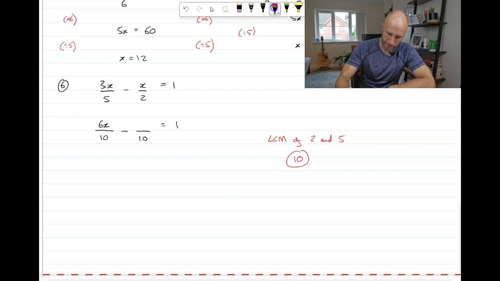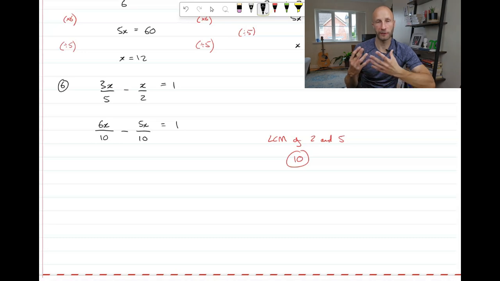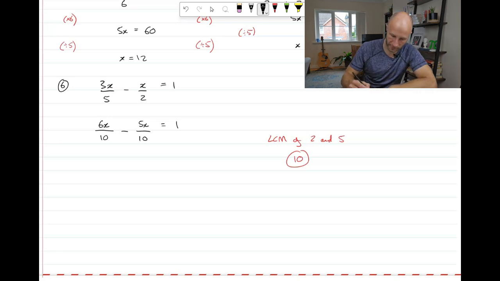The other fraction, this one, I've times the bottom by 5. So I've got to times the top by 5. 5 times x is just 5x. So we're creating an equivalent fraction. Whatever I do to the bottom, I have to do the same to the top, just to get these denominators the same, because then I can times everything by 10 here and it lifts off quite nicely.